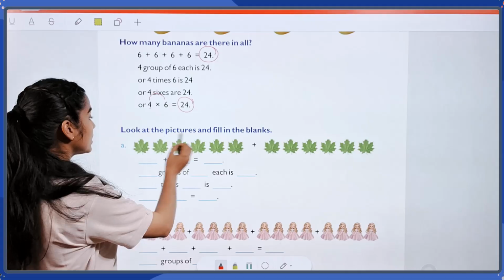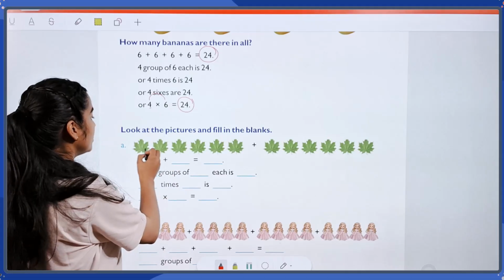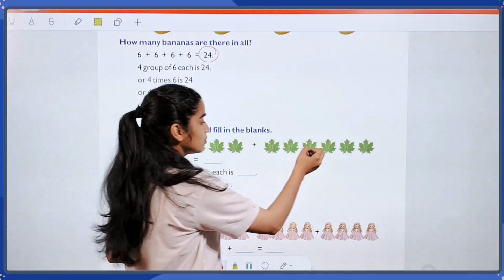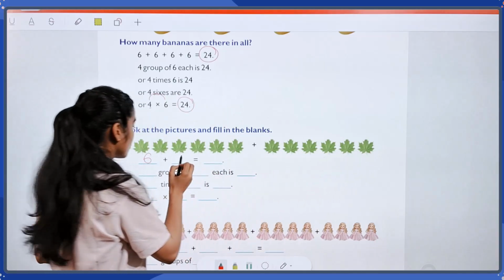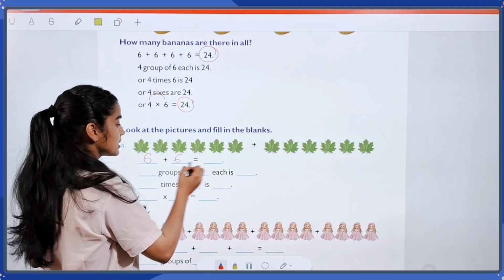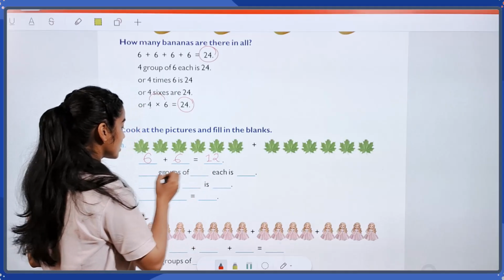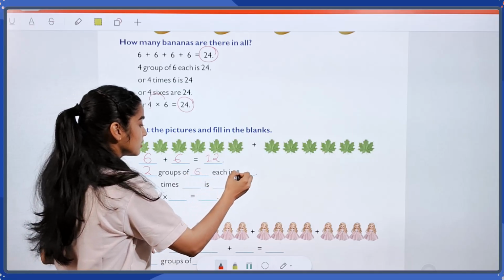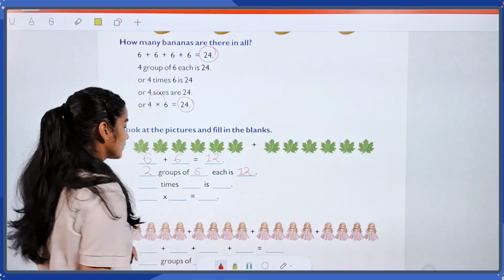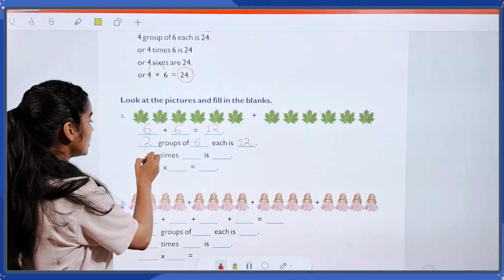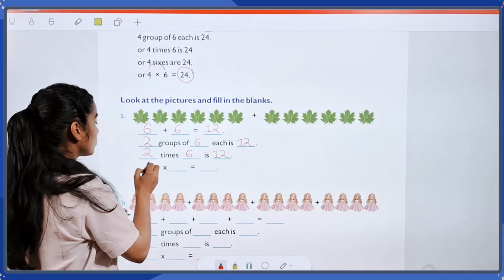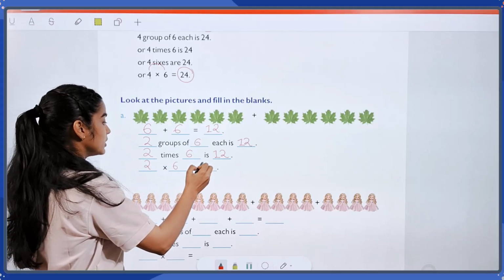Next, look at the picture and fill in the blanks. 1, 2, 3, 4, 5, 6. One group of 6. 1, 2, 3, 4, 5, 6. Second group of 6. So you can say 6 plus 6 is 12, or you can also say 2 groups of 6 each is 12. Okay, now 2 times 6 is 12.